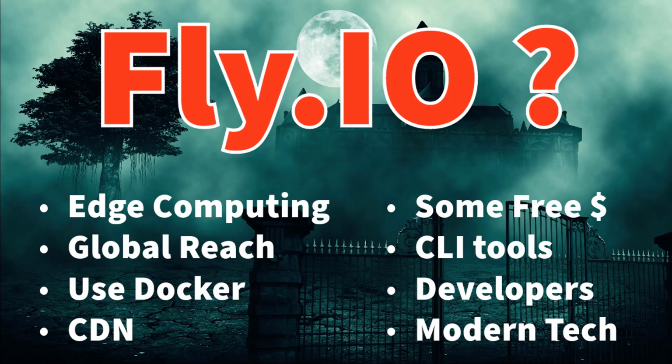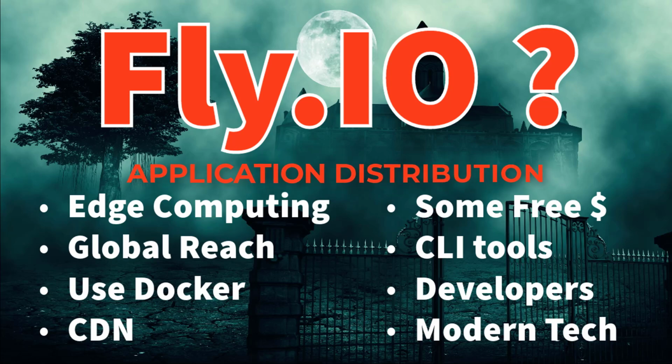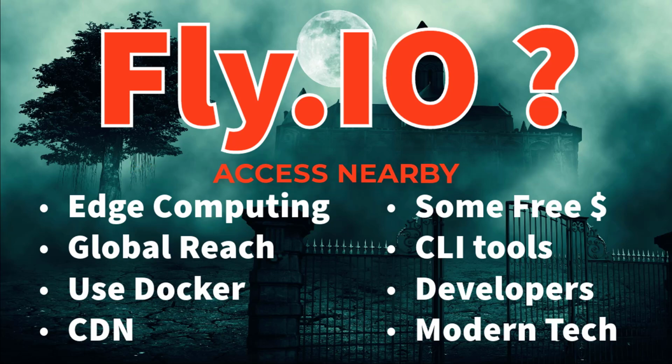Some of the notable features are application distribution. It automatically deploys and scales applications to multiple locations globally, so that ensures that users access the application from the nearest location, reducing latency. Anycast networking. Fly.io uses Anycast IP addresses, allowing user traffic to be automatically routed to the nearest global instance of the application.